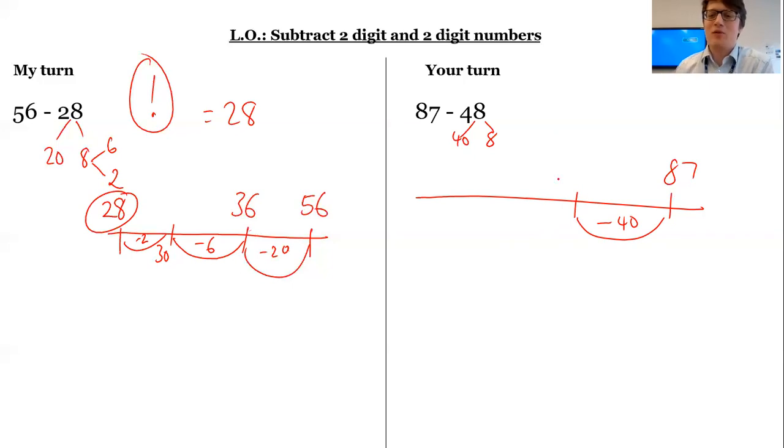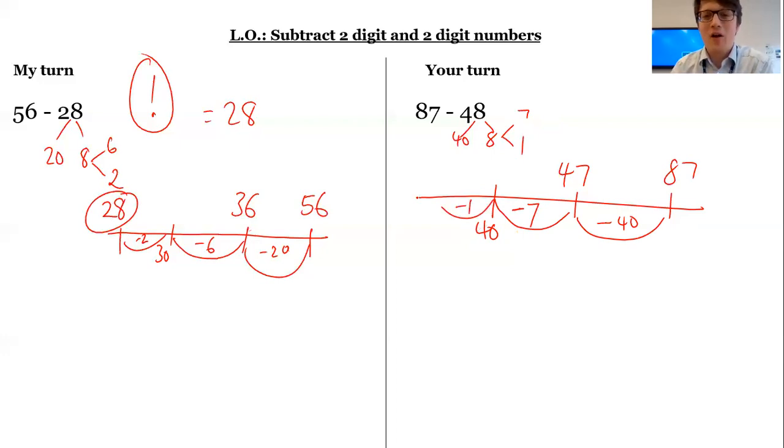Okay, 87 subtract 40 is going to be 47. Now we need to take away this 8, but the problem is 7 is smaller than 8. So we're going to have to go across a group of 10. So what's the next group of 10? Well, it's 40. I need to take away 7, but then I know that 8 is the same as 7 add 1, so I need to take another 1 away.